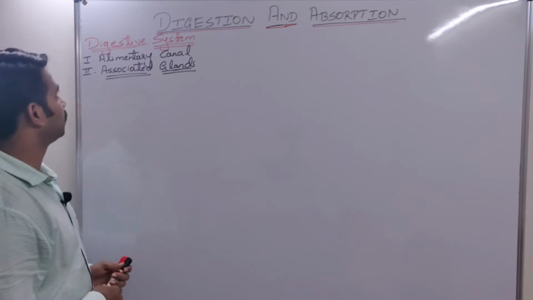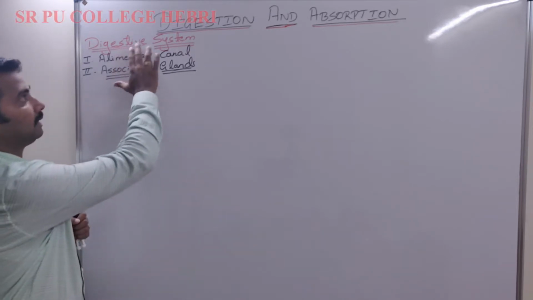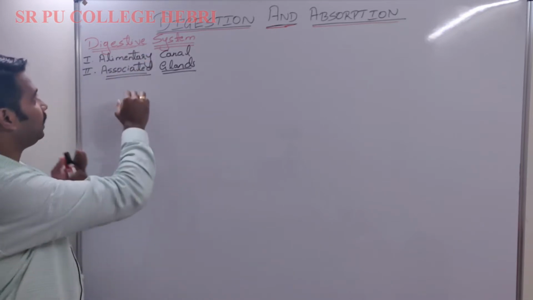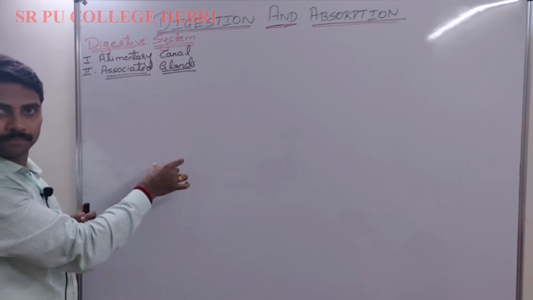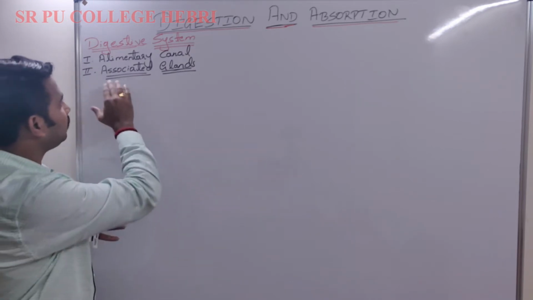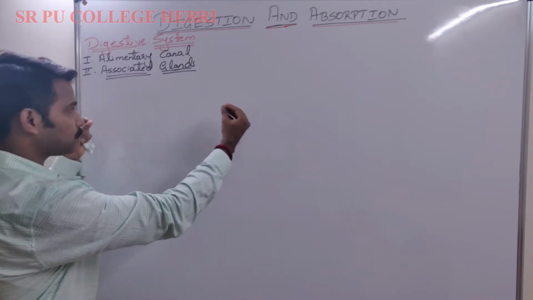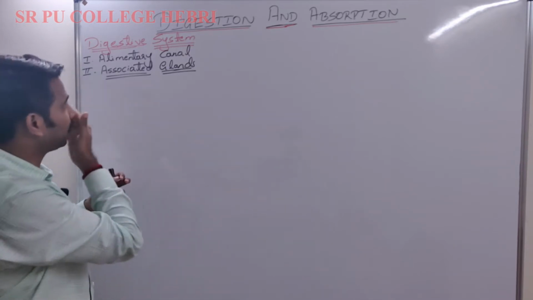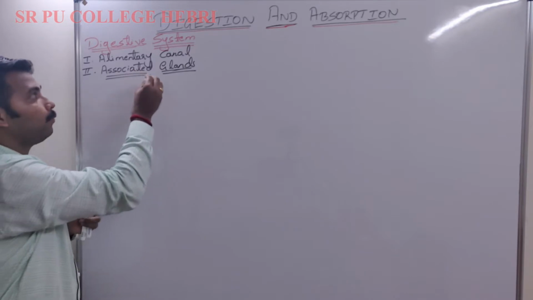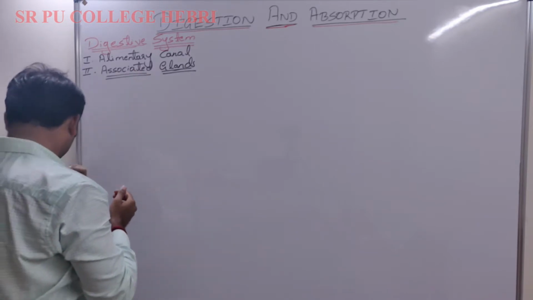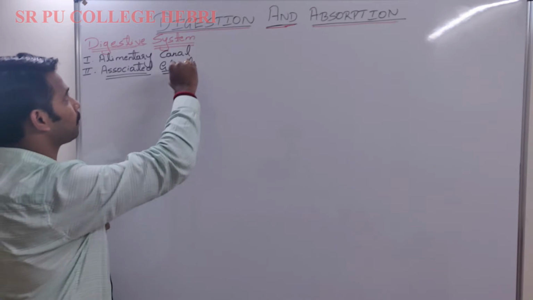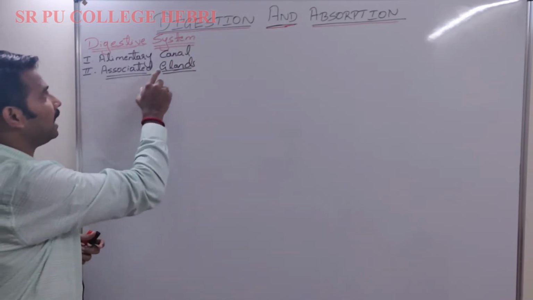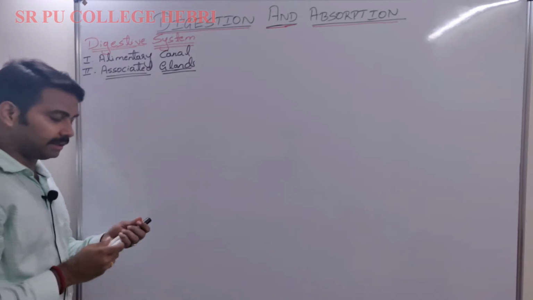Hello students. As you know already, our digestive system is divided into mainly two parts, right? One is the alimentary canal that we studied in detail already, and the other one is glands associated to the alimentary canal. That means they are found attached to the alimentary canal, which plays a very important role in the entire process of which one? Digestion. Such glands we call associated glands.